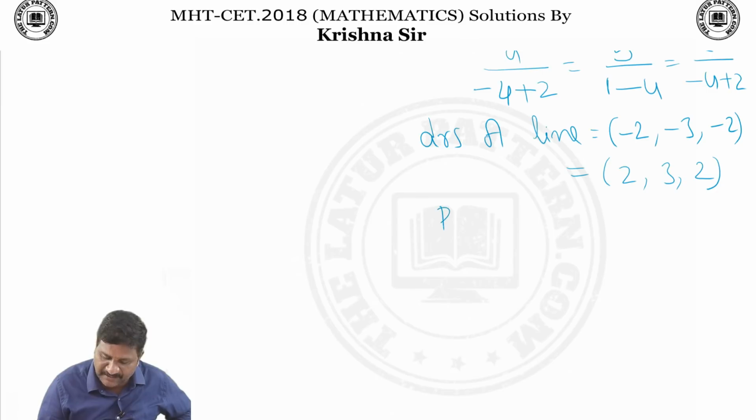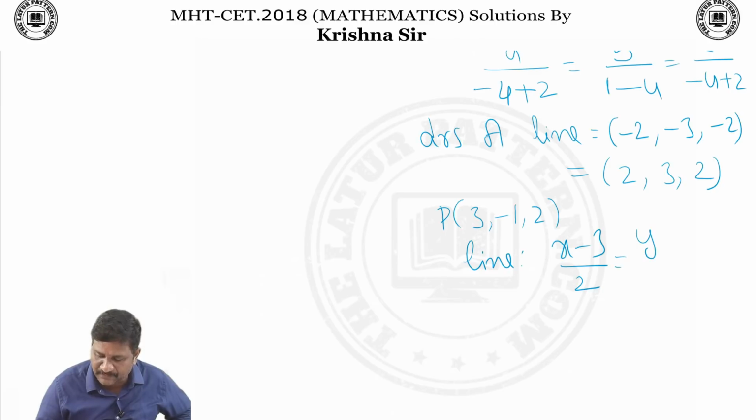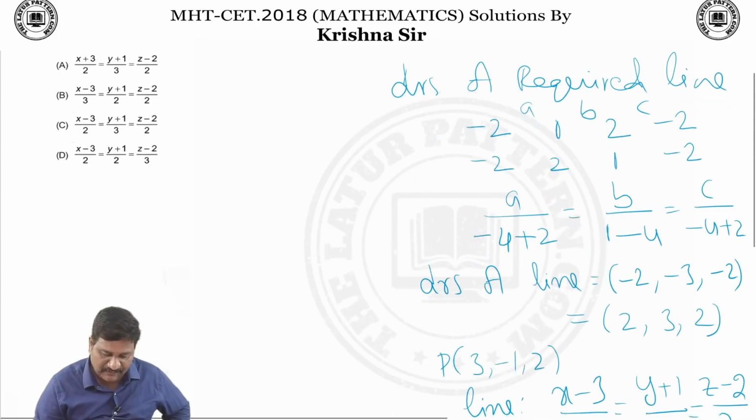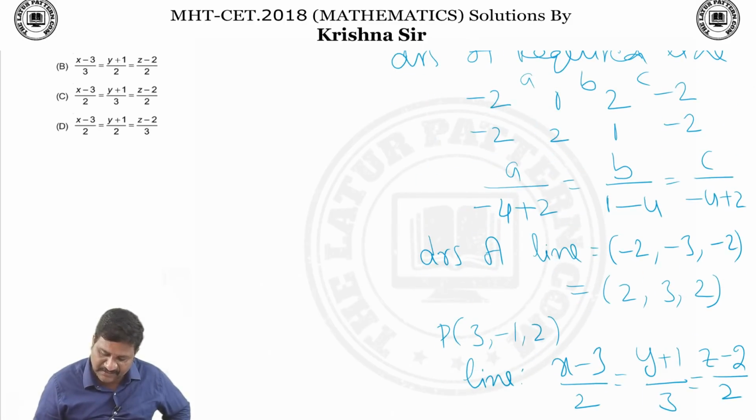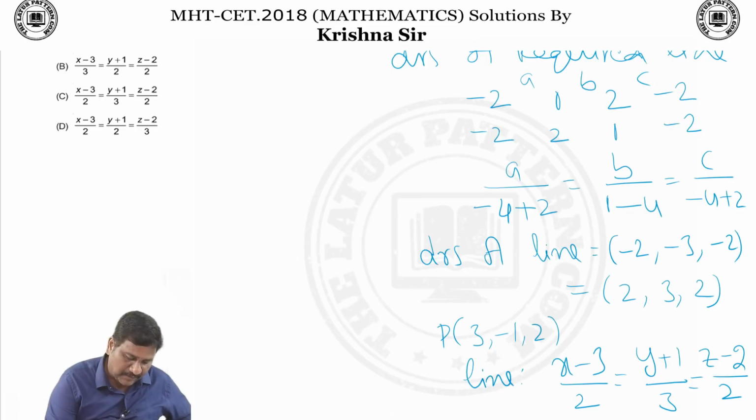Passing through the point (3, -1, 2), the line equation is (x - 3)/DRs, (y - (-1))/DRs, (z - z1)/DRs, that is 2 upon DRs. So the required line from the options is (x - 3)/2 = (y + 1)/3 = (z - 2)/2, which is option C.